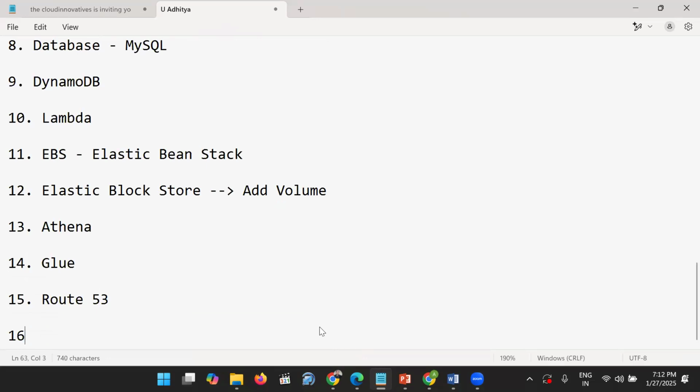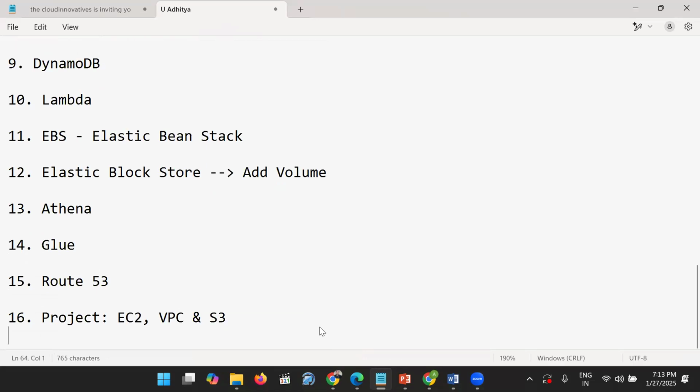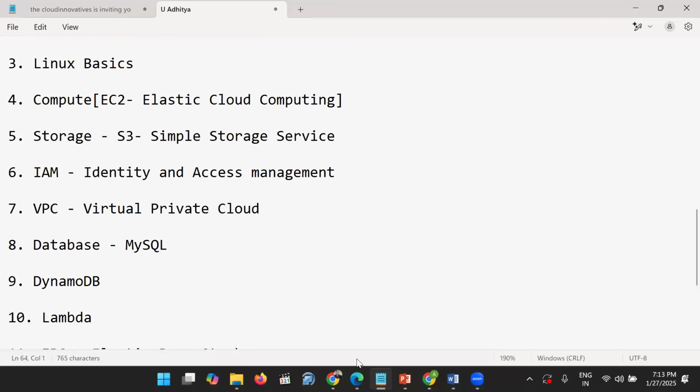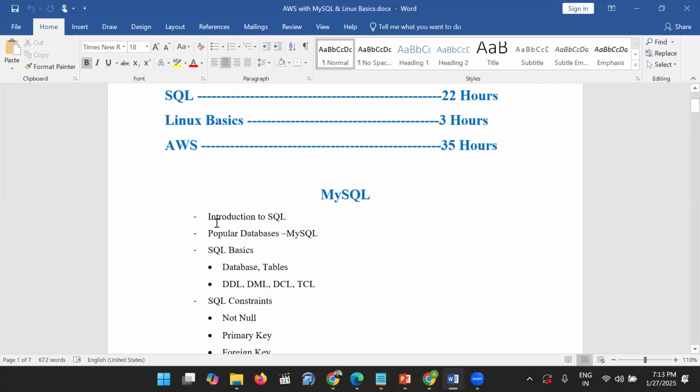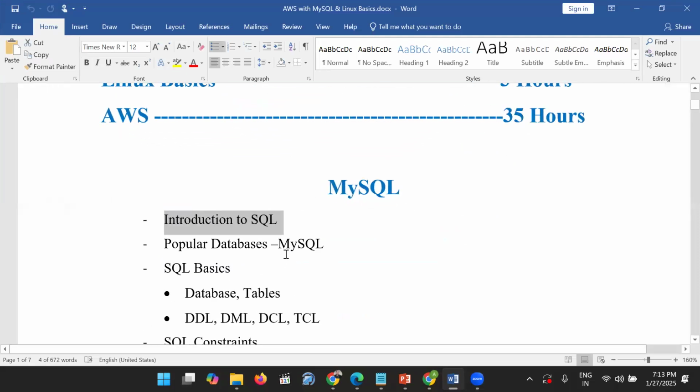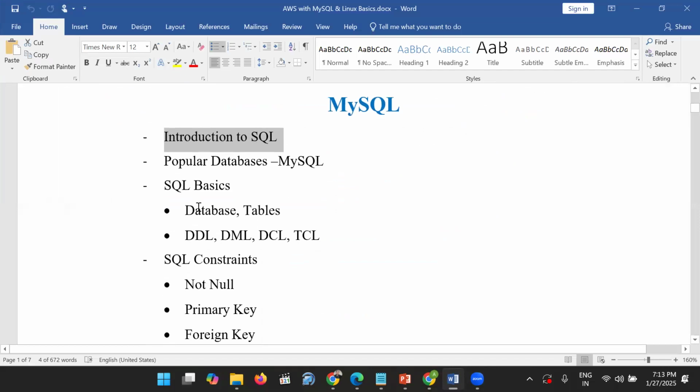And finally, in AWS, I can cover the projects related to the compute service EC2, the VPC, and S3. I can cover two projects. And coming to MySQL, what I have to complete is the introduction to MySQL. There are many databases, and out of all of them, I'm selecting MySQL.